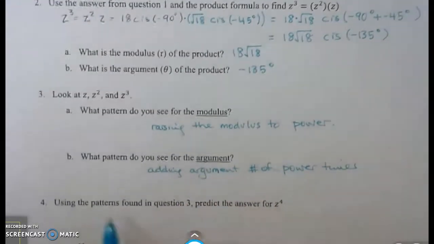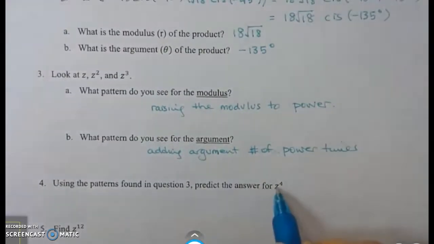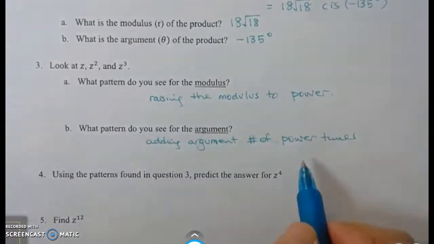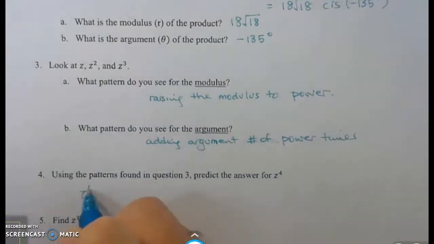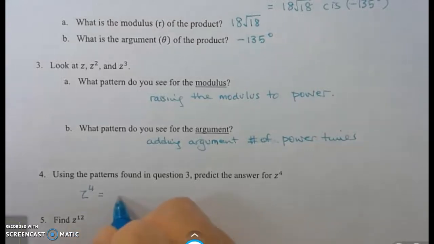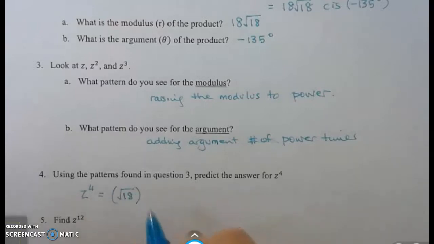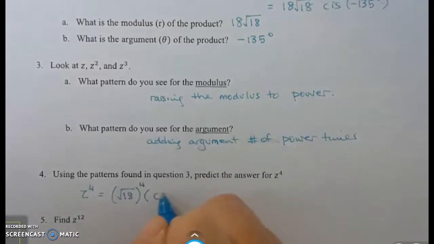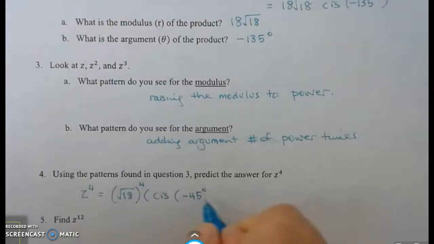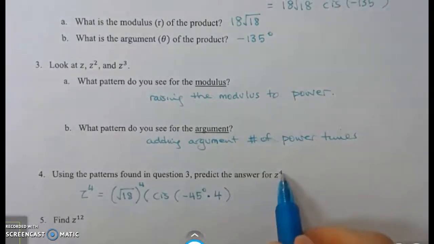Okay, so using the pattern found in question 3 to predict the answer for z to the 4. So using the same pattern, I'm thinking z to the 4 is going to be really, what was the original modulus? It was square root of 18. It's going to be square root of 18 to the power of 4. And the argument is going to be really negative 45 degrees added 4 times, or we can think of it as being multiplied by that number.